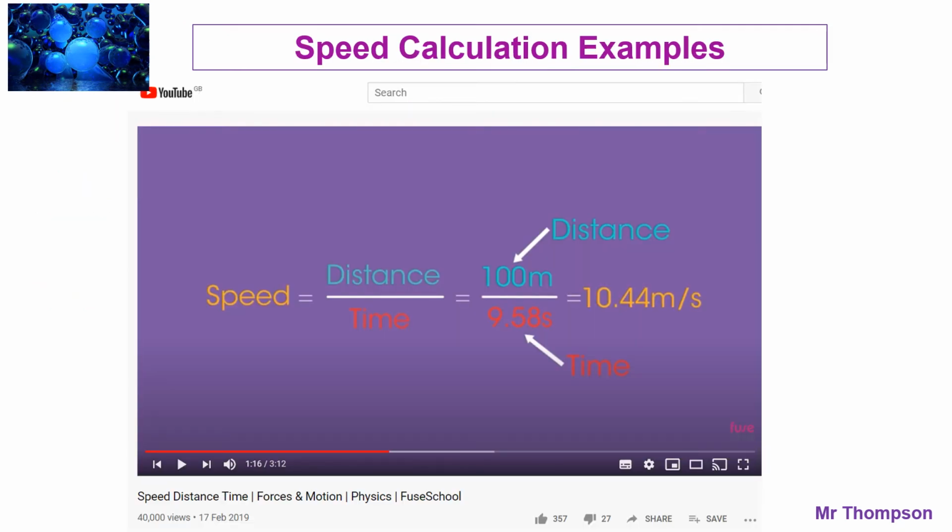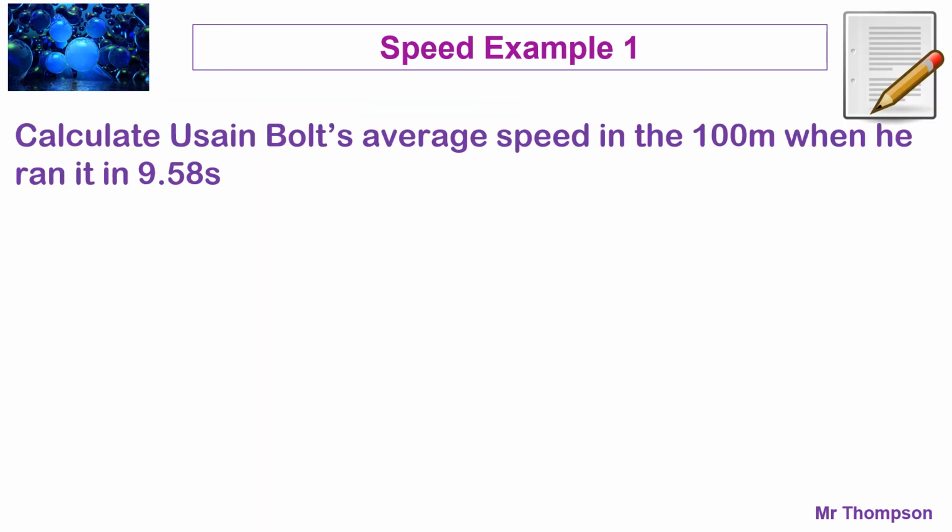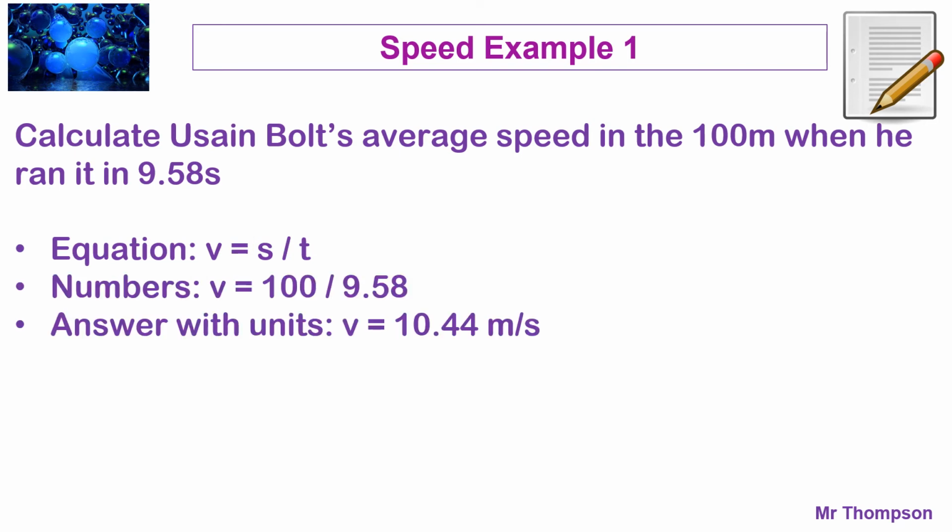Okay, here's a screenshot from a Fuse School video on speed, distance, time if you wish to watch it. And it shows you Usain Bolt's speed, which is on the next slide. Usain Bolt ran 100 meters in 9.58 seconds to get the world record. So his average speed would be 100 divided by 9.58, which is 10.44 meters per second. This is an average because actually he was accelerating throughout the race.